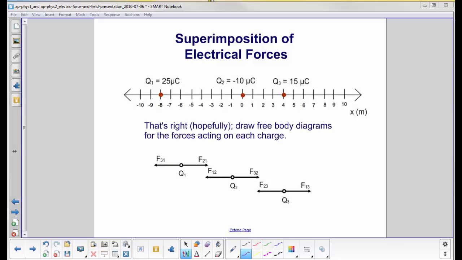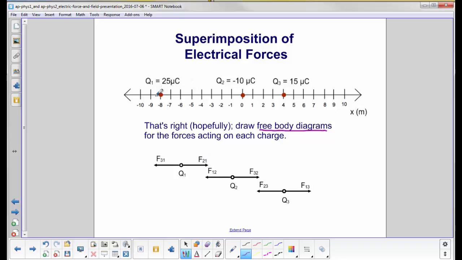Draw free body diagrams for the forces acting on each charge. So let's look at Q1 up here. What is charge 2 going to do to charge 1? Well, this is negative, this is positive. It's going to move Q1 this way. So the force that 2 exerts on 1 will be to the right.